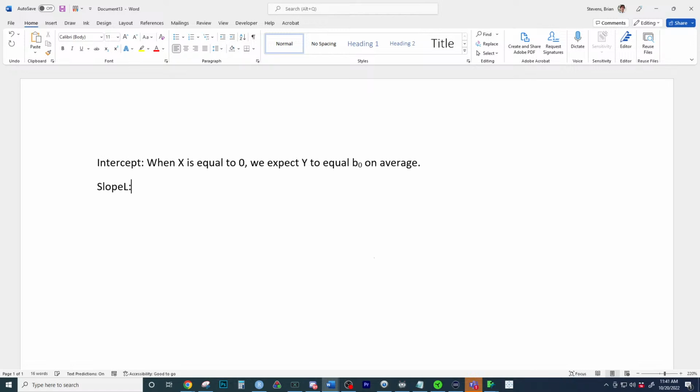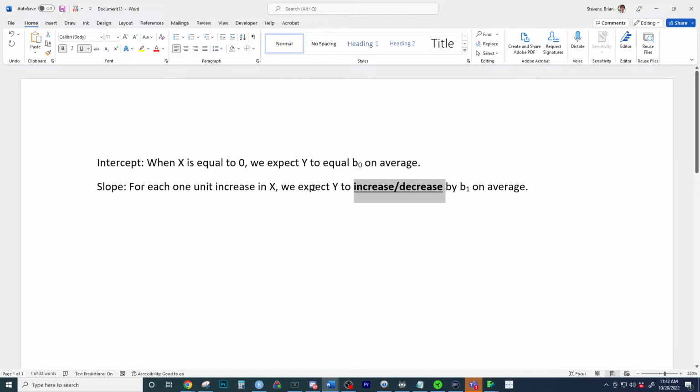The slope is: for each 1 unit increase in x, we expect y to increase by b1 on average. And we should put increase or decrease because it depends on if the slope is positive or negative. That is the slope right there, and these values will change depending on what your y and your x are. Make sure to use the y and the x as written in the problem, and 1 unit increase should also be context. I'm going to do some interpretations here in a second on my problem, so you'll be seeing this.